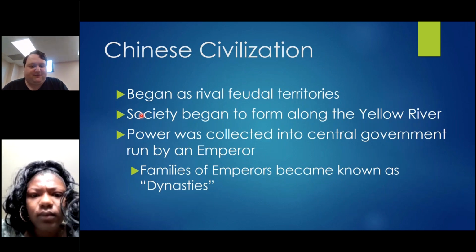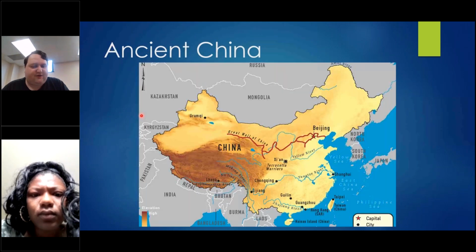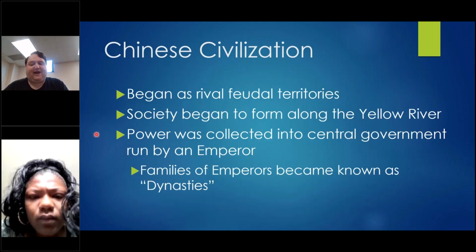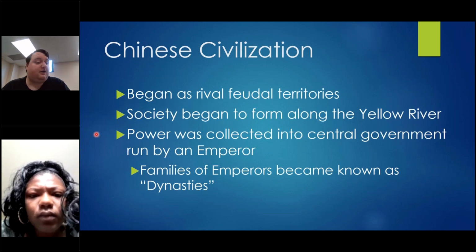If you look on the map, the Yellow River is this very long river that goes right through the center of ancient China, and it curves around. And most of the early society in China forms along that river. Power became collected as these cities and groups began to communicate with each other. They formed a central government run by someone called an emperor.